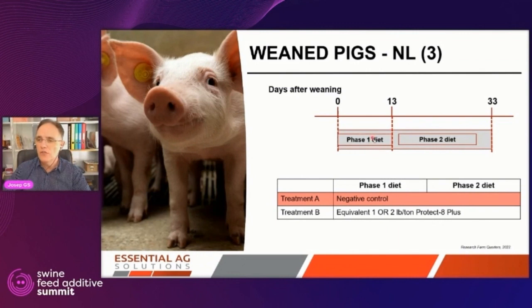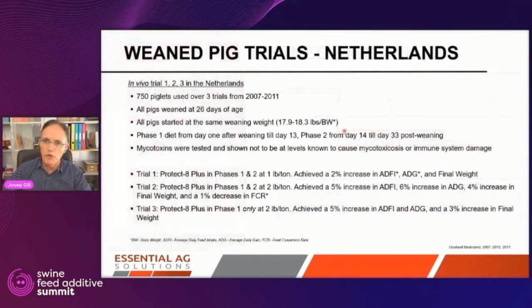And the layout was basically right after weaning, we use an initial post-weaning diet and then another starter diet. In this case, it was the first 2 weeks and then almost 3 weeks for a second diet. Negative control compared to, we had 3 different trials, 1 or 2 pounds per ton of Protect 8 Plus. And the results were all very promising.